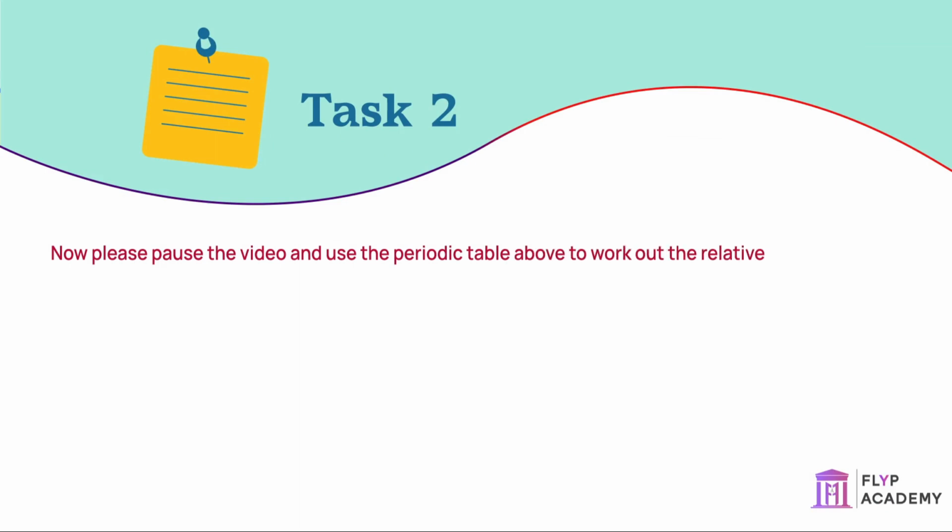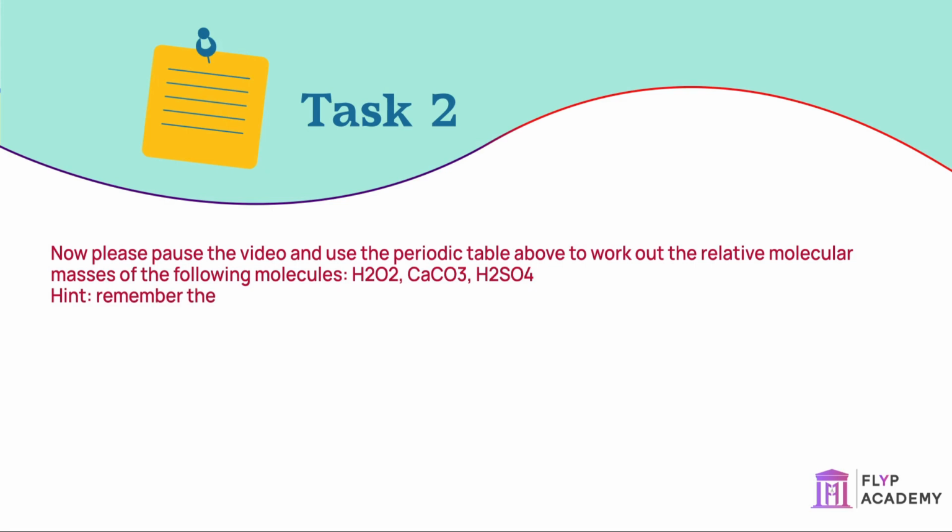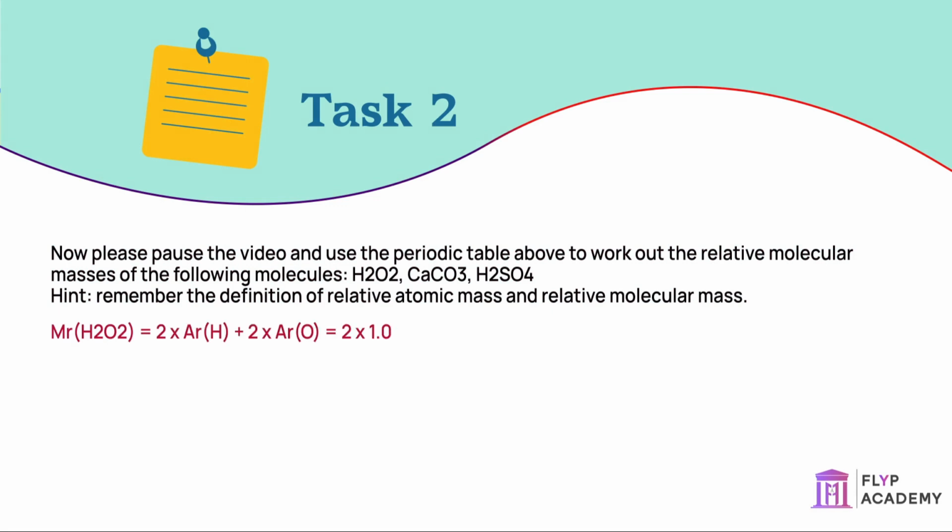Task. Now please pause the video and use the periodic table above to work out the relative molecular masses of the following molecules: H2O2, CaCO3, H2SO4. Hint: remember the definition of relative atomic mass and relative molecular mass. Now let's check if you have it right. Here are the solutions.